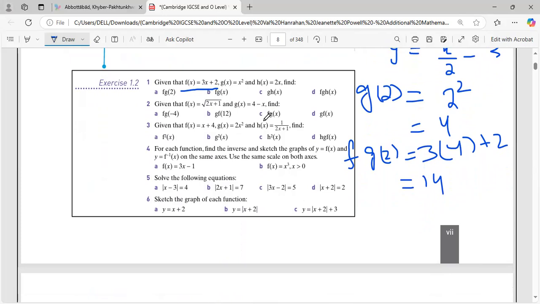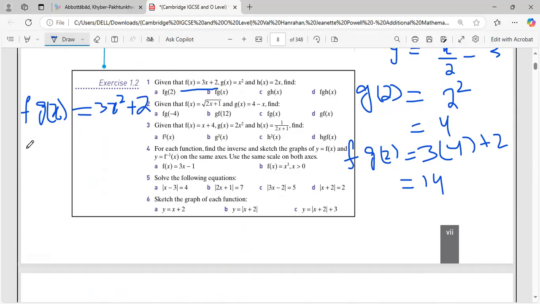Next is f of g of x. That will be equal to, we simply put the g of x value in the f of x function. Now g of x is x squared. So 3x squared, in place of x we put x squared plus 2. This will be your answer for part B.